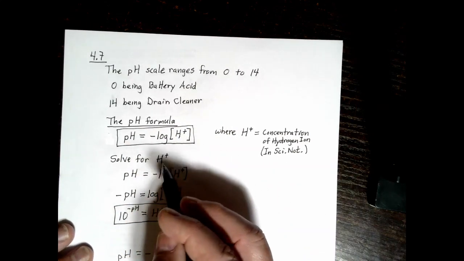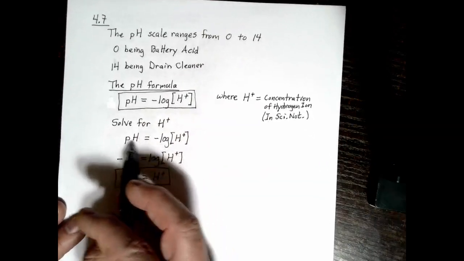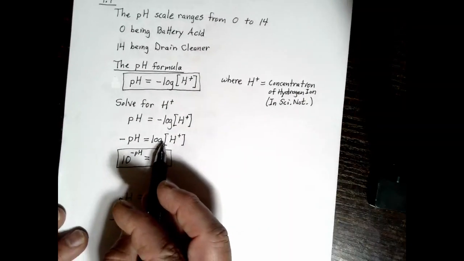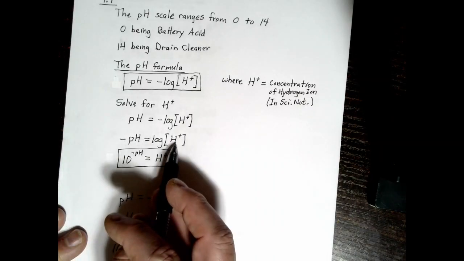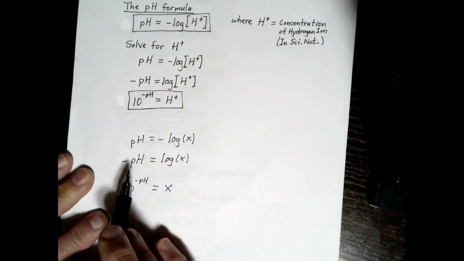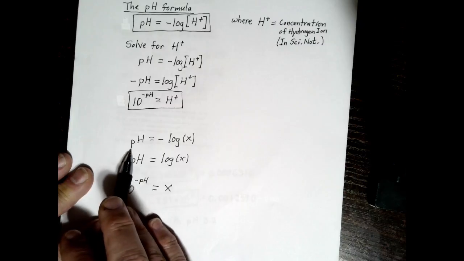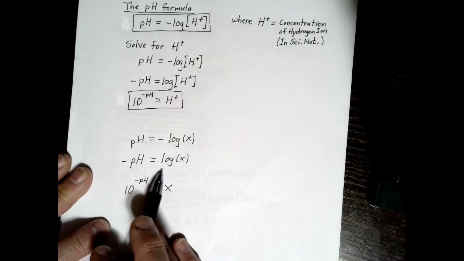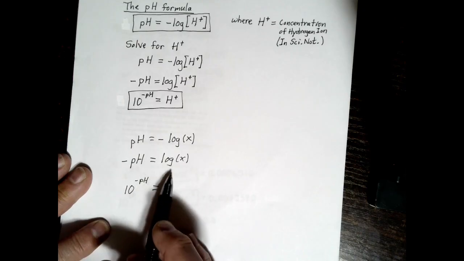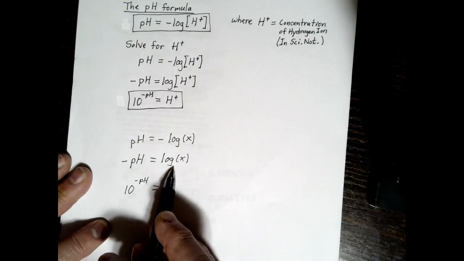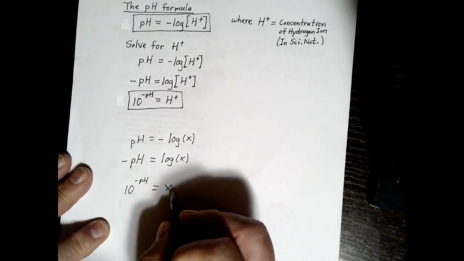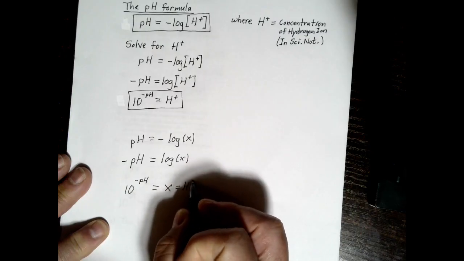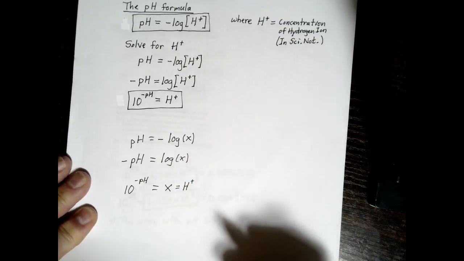If you want to solve it for H+, you can start with the formula and then multiply both sides by a negative and then rewrite it as base 10 raised to that exponent equals the H+. Now if you don't follow that, I change H+ to an X, so you can maybe figure it out a little nicer. You multiply both sides by a negative and you get negative pH equals log X. And now rewriting this using rule 1, you get 10 raised to the negative pH equals X. And remember, the X is your hydrogen ion concentration, and it's written in scientific notation.